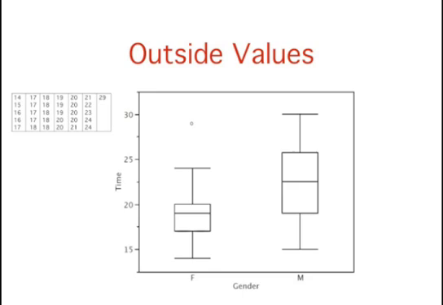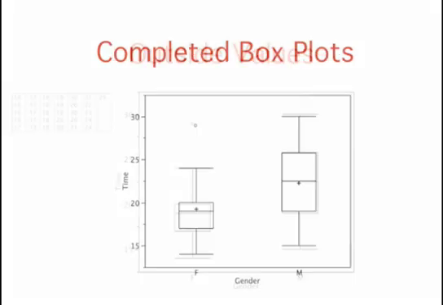Outside values are indicated by small o's. Values that are beyond the outer fences are called far-out values. These far-out values are marked with asterisks. We have no far-out values in these data. There is one more mark to include in box plots, although sometimes it is omitted. We indicate the mean score for a group by inserting a plus sign.